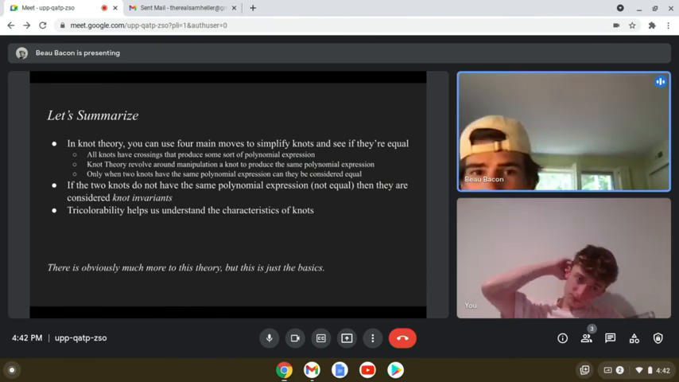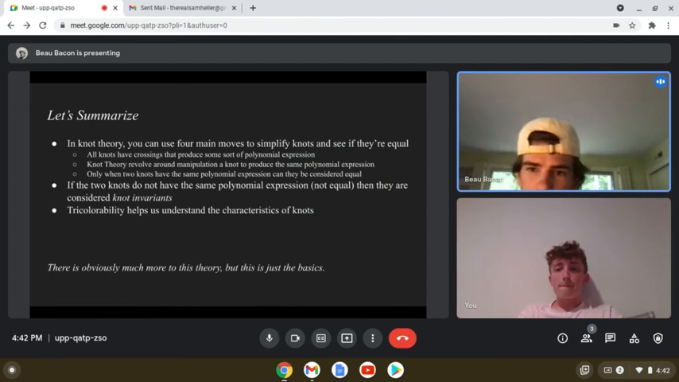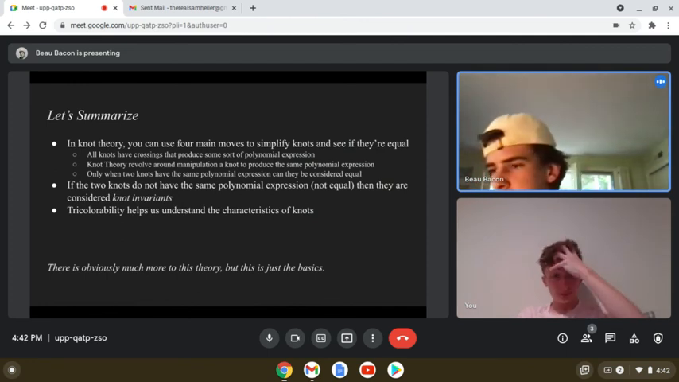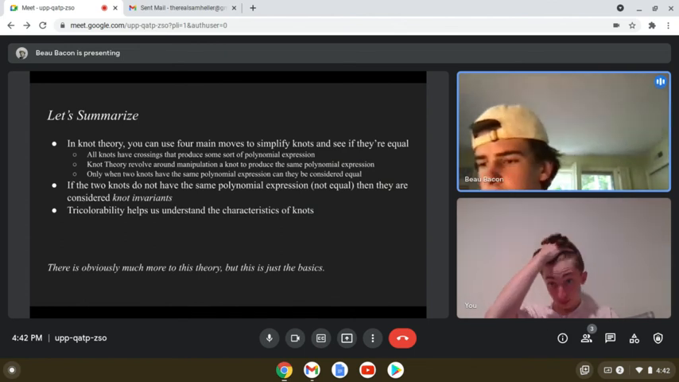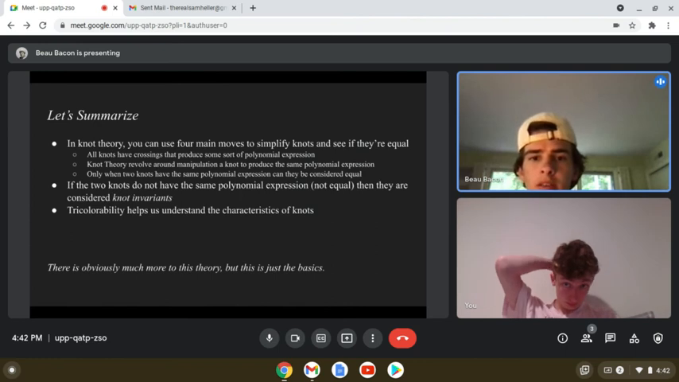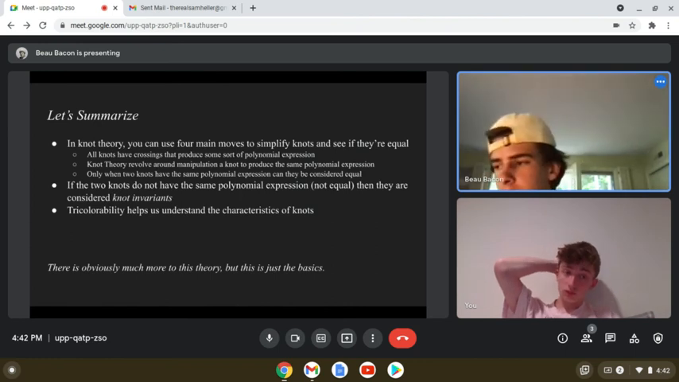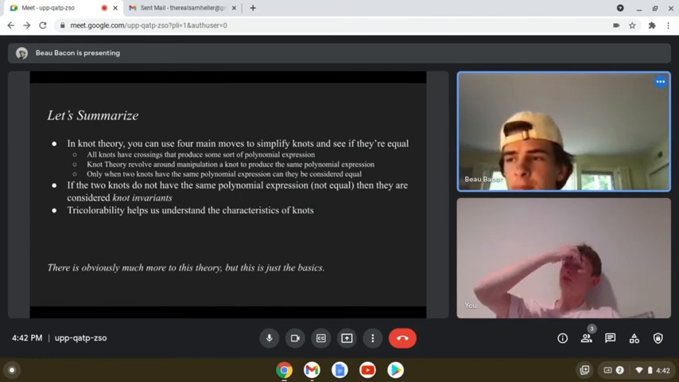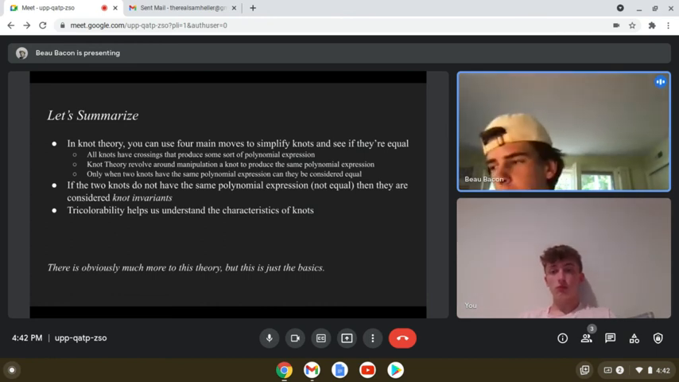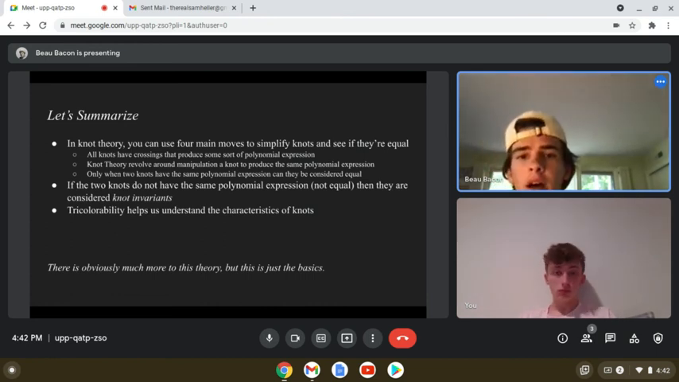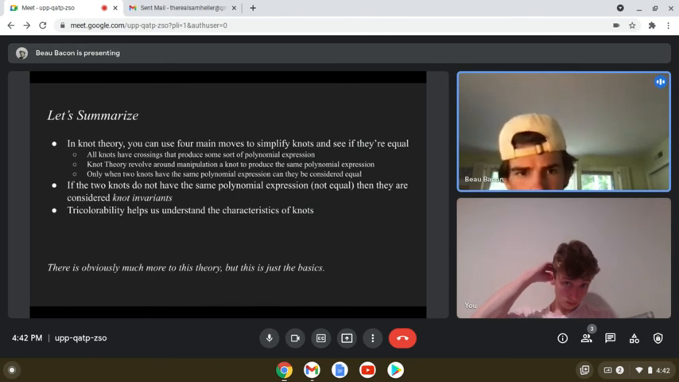Okay, so to summarize, there are four main elementary moves you can use with knots to see if they're equal. All knots have crossings that produce some sort of polynomial expression, and that polynomial expression can be changed with the elementary moves. When you end up simplifying that expression, you're left with two equal knots that are orientationally equal and fundamentally equal.